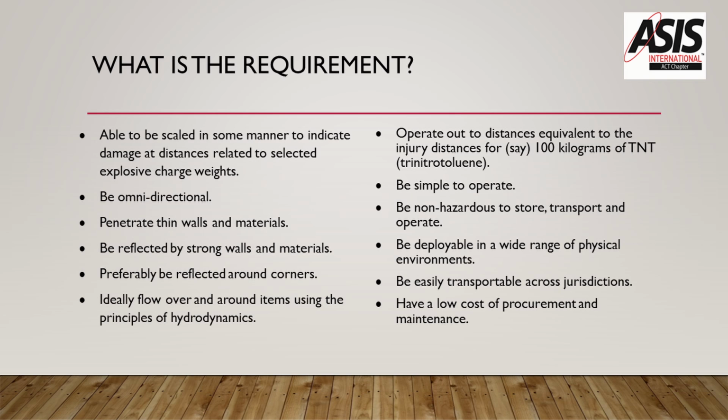And I won't go through all of them, but it needs to be reflected by strong walls and to penetrate thin walls to give us some indication similar to blast. Ideally, it should flow over buildings the way that gas does in its hydrodynamic form. It needs to operate out to a distance, and we chose the equivalent of 100 kilograms of TNT as an aiming mark. And of course, whatever was designed had to be safe to use, transport, be able to be moved across jurisdictions, and ideally relatively cheap to purchase and operate.